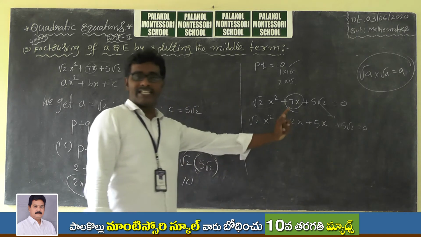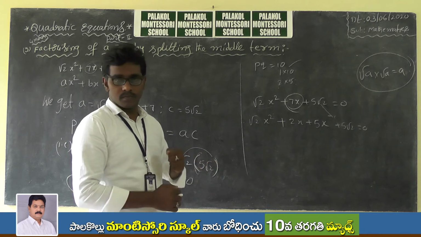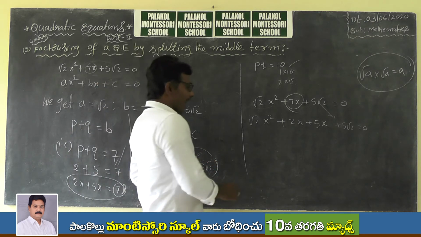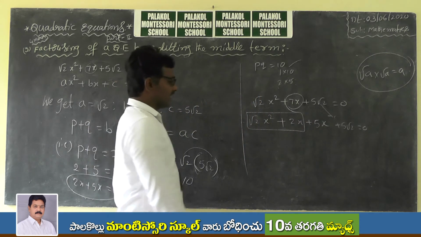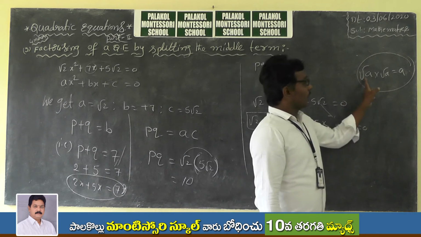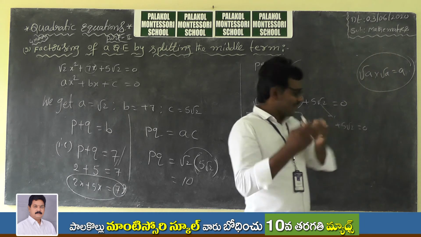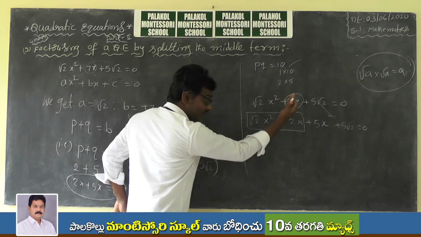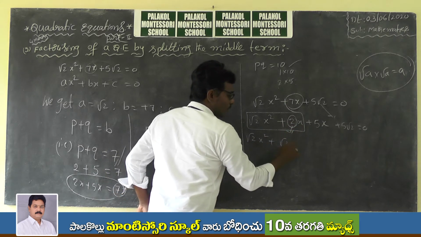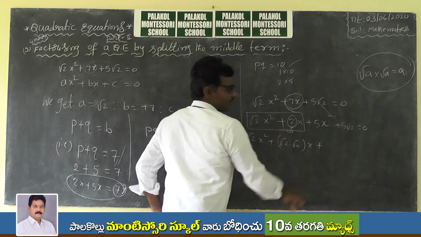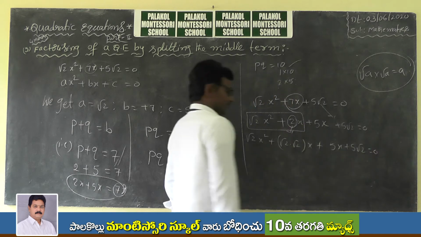How many terms are formed here? 4 terms. You take any 2 terms from these 4. So now I take the first 2 terms. Wait guys. Root a into root a is equal to a; a is equal to root a into root a. That's the formula, that's the logic applied here. Root 2 x square plus 2: I can write root 2 into root 2 of x. Okay guys? Plus 5x plus 5 root 2 equal to 0.